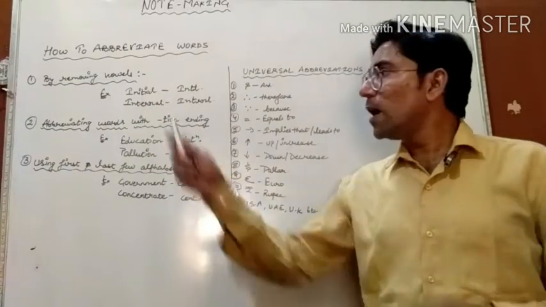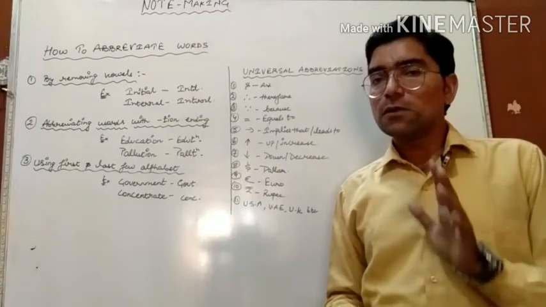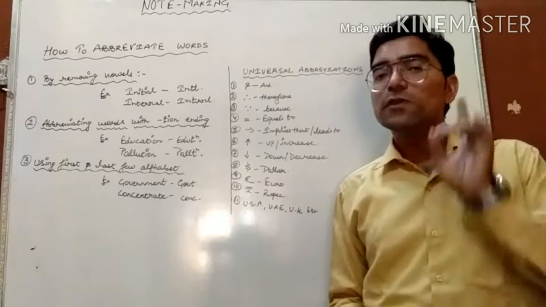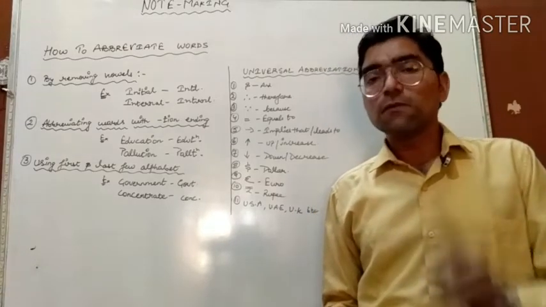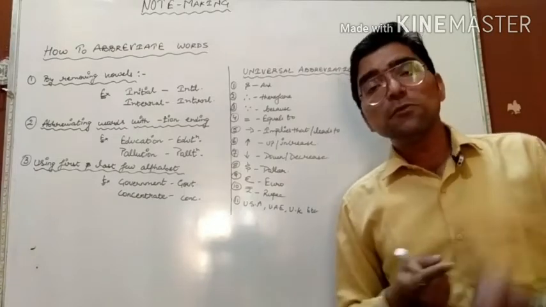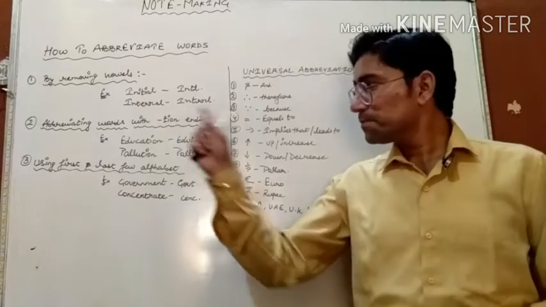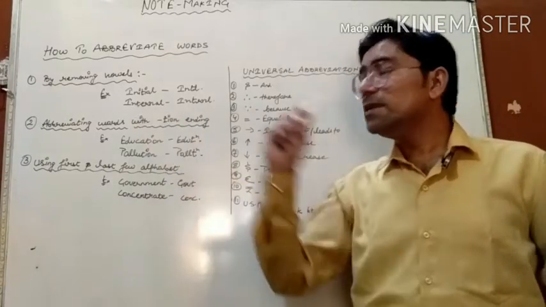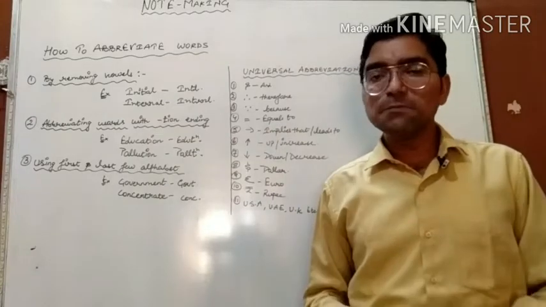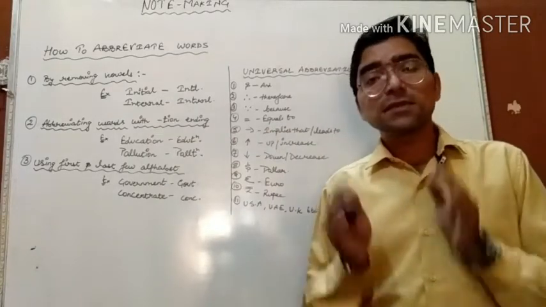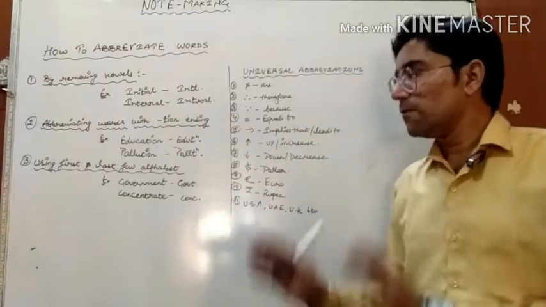So do not remove I from the word because it is the first alphabet. Do not remove the first alphabet if it is a vowel. Note it down: do not remove a vowel if it is the first alphabet of a word. Same is the example with internal. Internal also starts with I, so we do not exempt the vowel that starts the word.